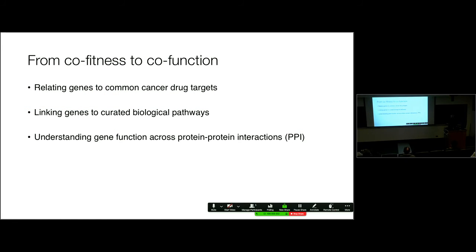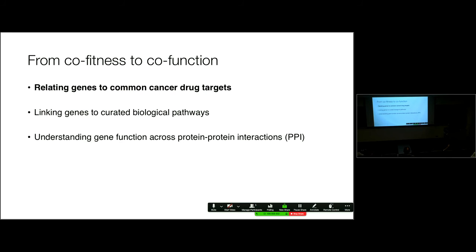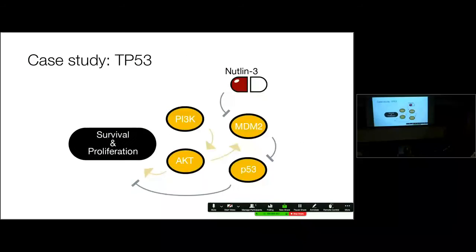I'm going to tell you about 3 applications. First, I'll talk about relating genes to cancer drug targets, because this is a cancer data set. TP53 is the most mutated gene in human cancers. There are many genes in this pathway and multiple drugs targeting genes in this pathway, such as nutlin-3, which targets MDM2, which directly regulates P53.